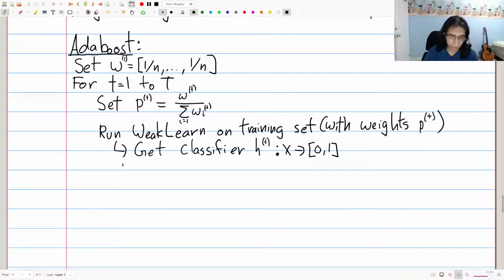And then what you do next is you calculate the error on your training set as weighted by this. So the error is going to be defined as follows. It's going to be this epsilon sub t, which is basically adding up all the error over points in your training data set, weighted, of course, by these weights.